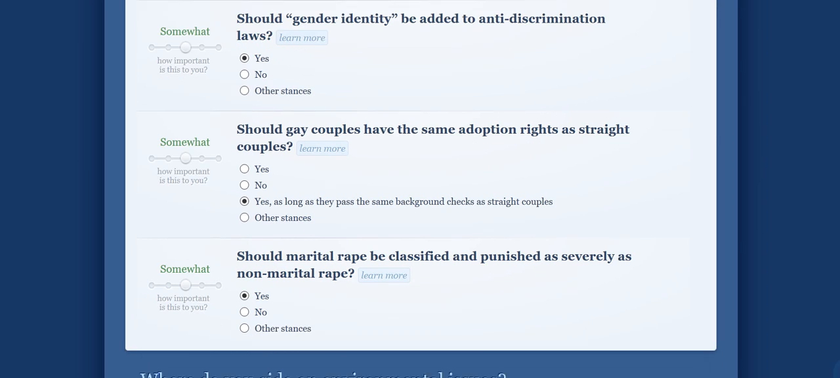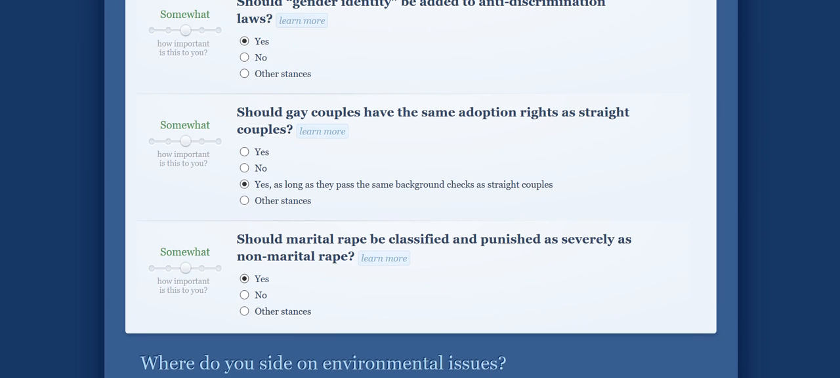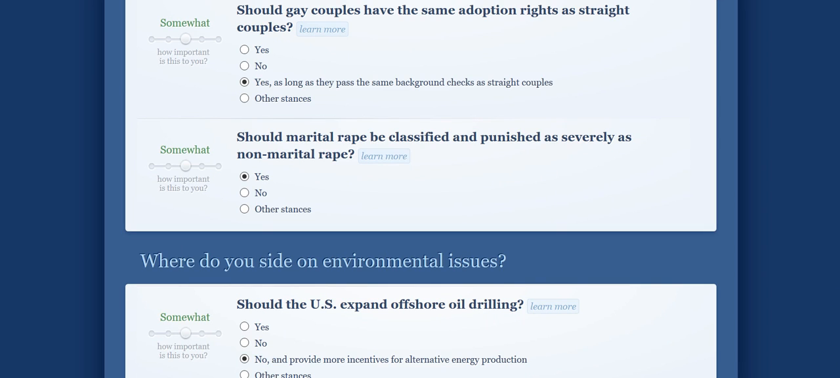Okay, now, should gay couples have the same adoption rights as straight couples? I said, sure, why not, as long as they pass the same background checks as straight couples. Simple. Should marital rape be classified and punished as severely as non-marital rape? I put yes for that, and I thought it was a weird question. That's a really weird question.